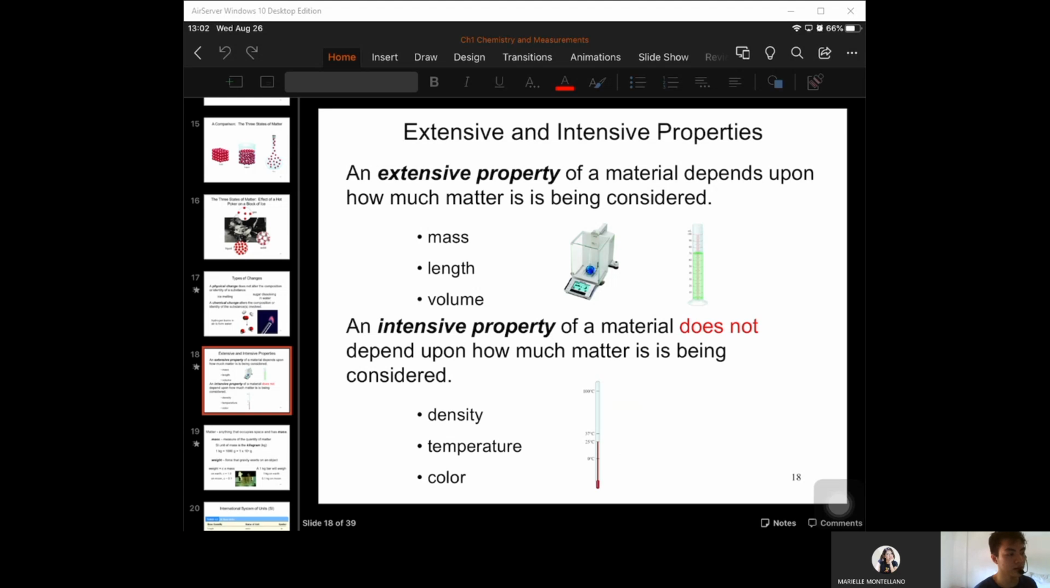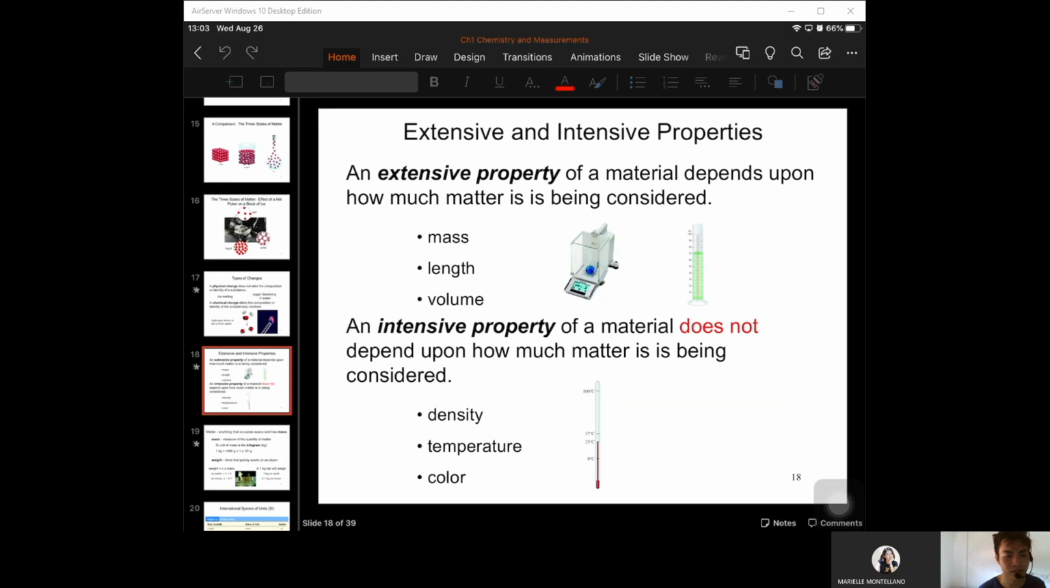Anong kwento natin dito? Extensive properties. These are properties of matter that change depending on the number of particles, no? If you have many particles, then that value will change. So, ano yung mga yun? Mass, length, volume. Intensive naman, this is something that is characteristic or innate, no?